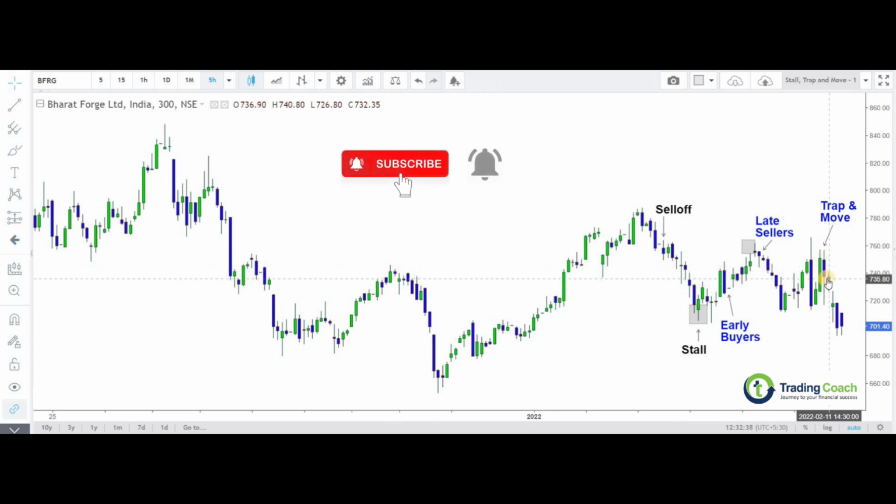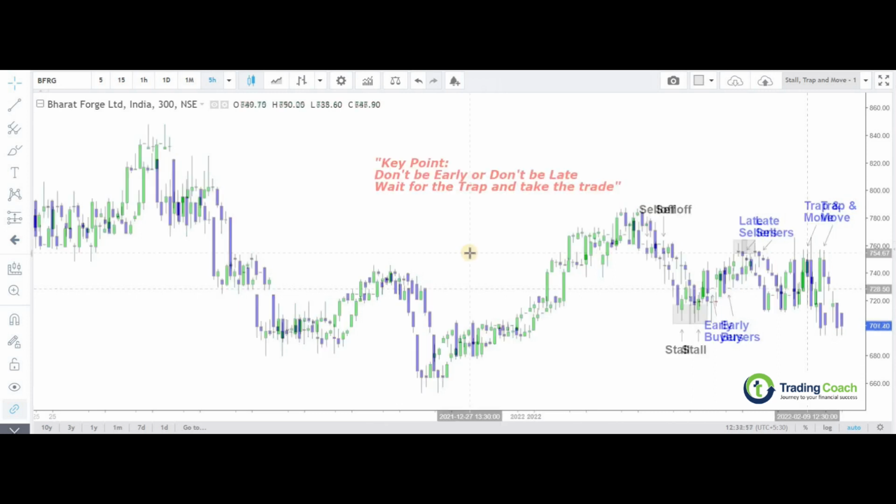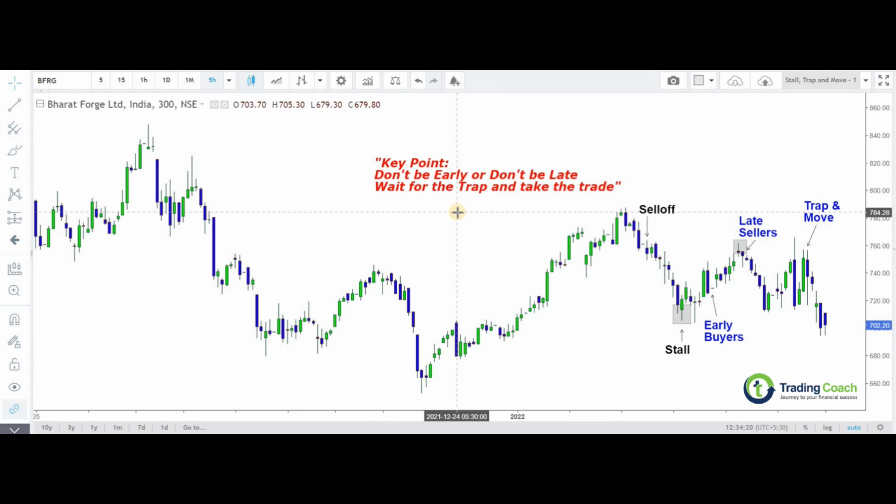So in this particular case, when I saw this specific trap over here, right after the trap, I could have gone for a short position. All right. So right after this trap, we can see a nice bearish candle over here, right? So this bearish candle is a confirmation for us to take our short trade, all right. So here is the key point you need to keep in mind. Don't be early in the market or don't be late.